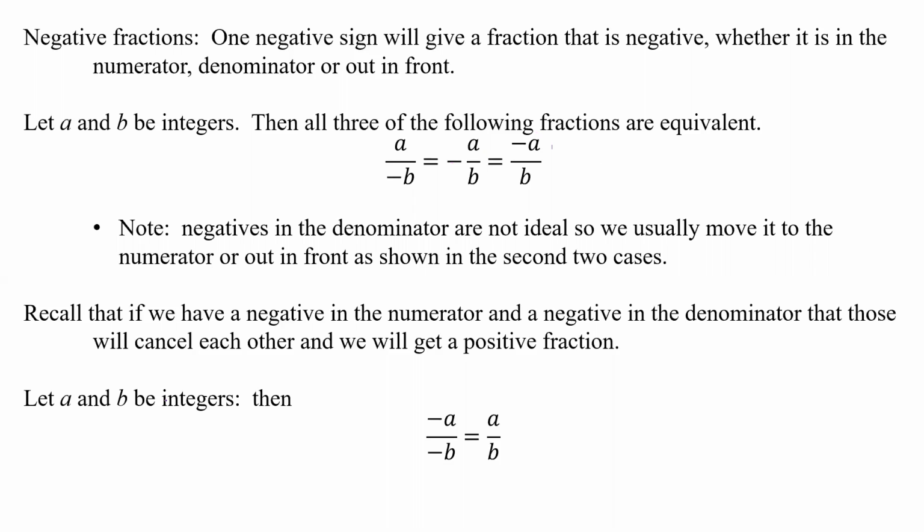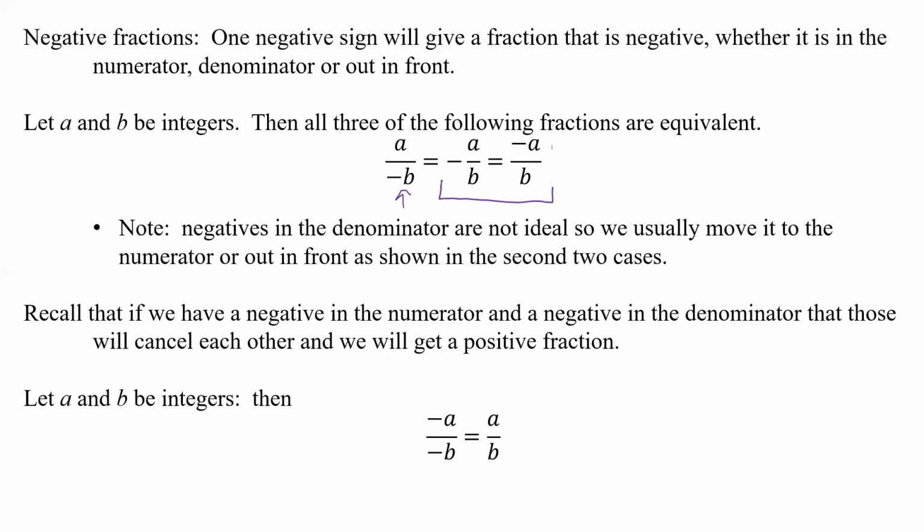Now, one thing to note is negatives in the denominator are not ideal. So usually we move it to the numerator or out in front, as shown in the second two cases. This is usually what we want to do, but we can keep it in the denominator if we need to. A lot of times we like to have that negative out front or on top. But this is also allowed. The normal routine is to make it look like this one.